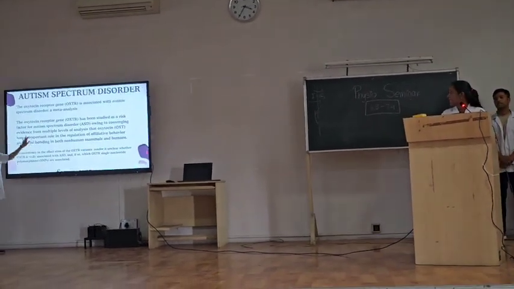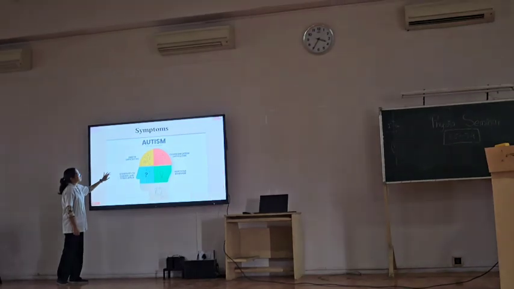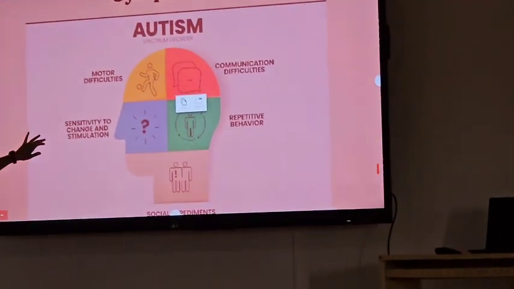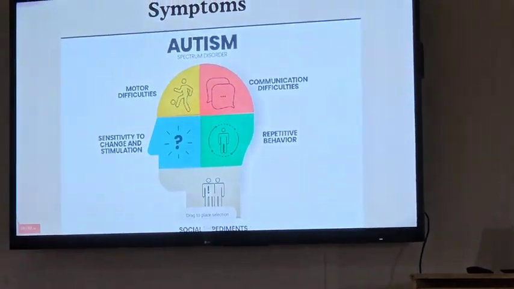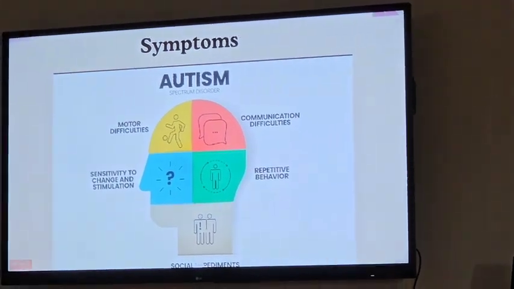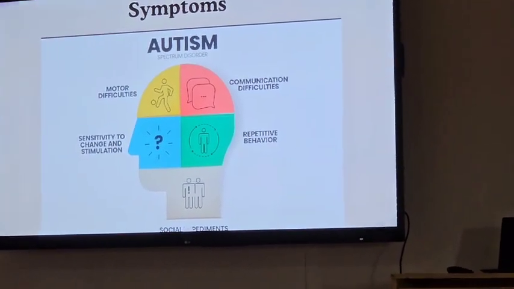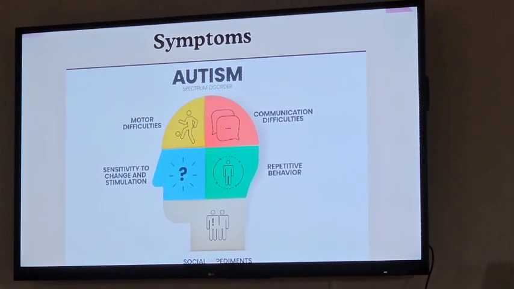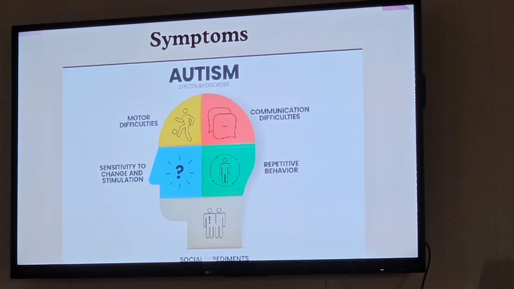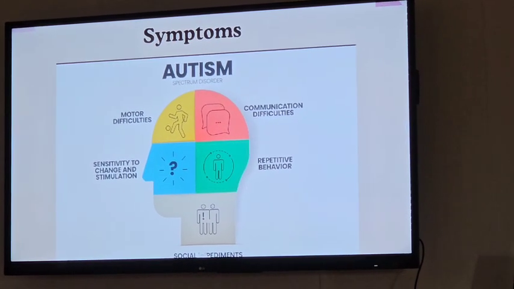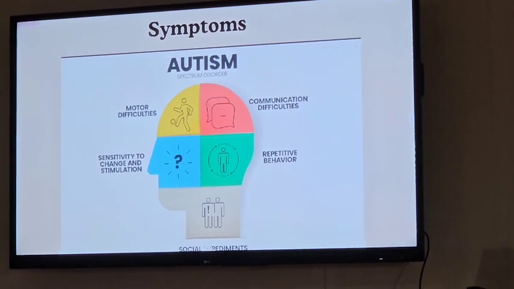Now let's discuss the symptoms of autism spectrum disorder. First, motor difficulties. Second, communication difficulties. Third, sensitivity to change and stimulation. Fourth, repetitive behavior. Fifth, social impediments.